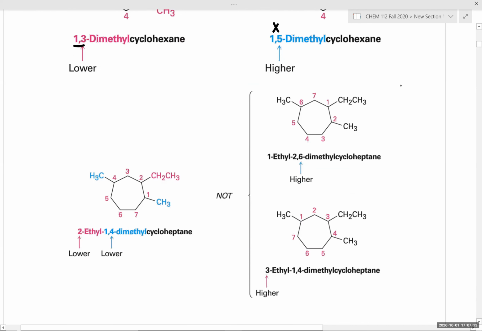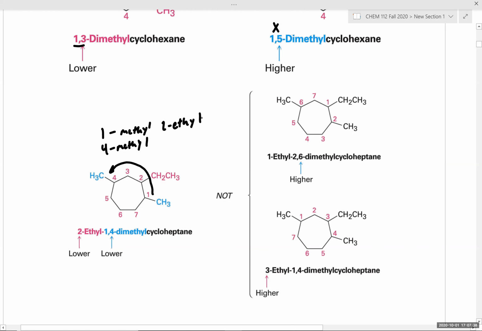So let's look at another example. In this case, we have multiple substituents, and as a result, we have multiple choices for where to begin our counting and in what direction to count. So starting off at one of our methyls, we'd end up with a methyl at the 1 position, a methyl at the 4 position, and an ethyl at the 2 position.